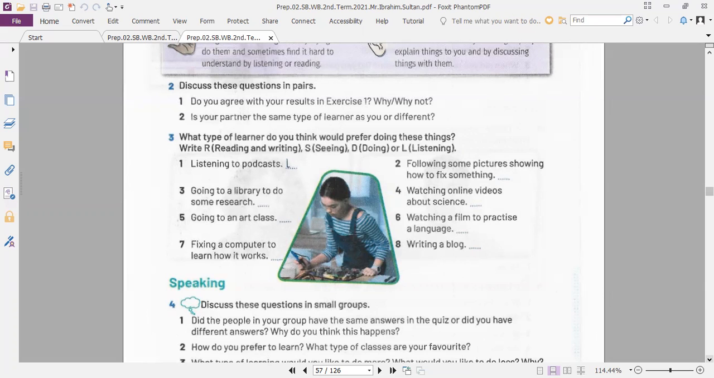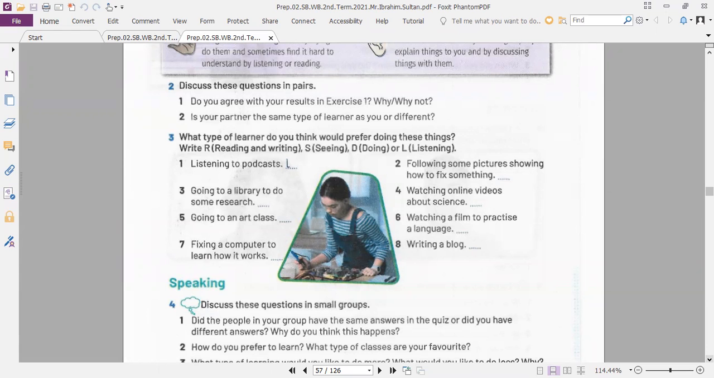Number 2, following some pictures showing how to fix something. Is it reading or writing or seeing or doing or listening? This is S, seeing. Number 3, going to the library to do some research. What type of learner? Reading. So we can say R.